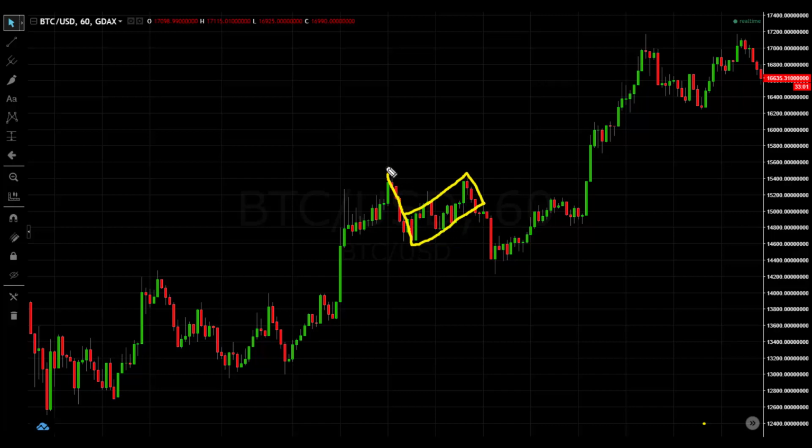Okay, now this one doesn't have a long flagpole, but it does have a flagpole. And you see another one right about here, just like that. Okay. So it's the same thing as the pennant pattern as we talked about in another video.